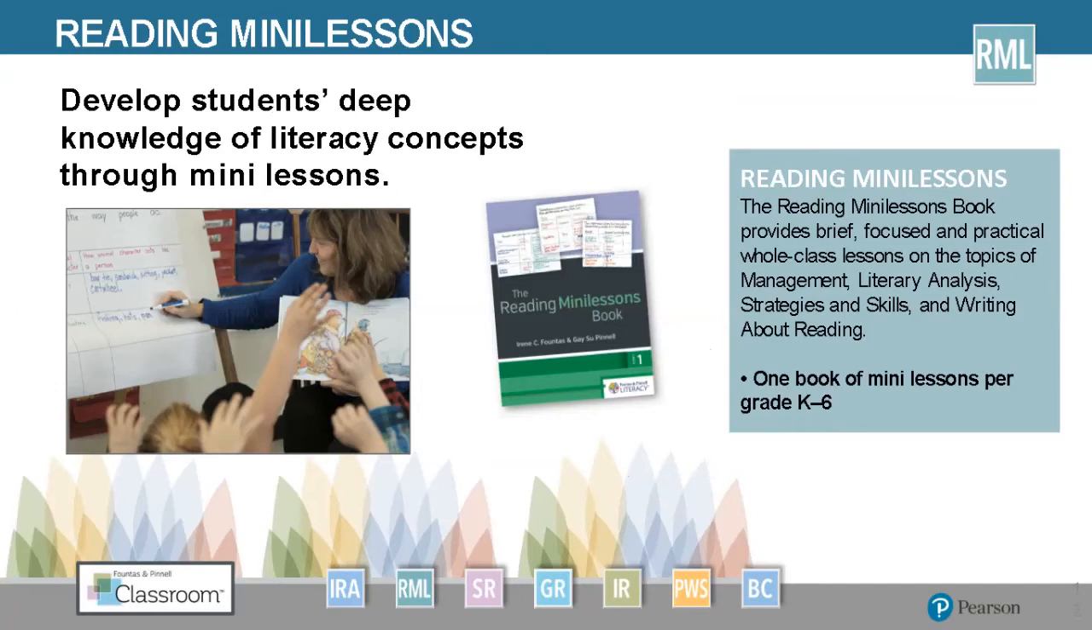Reading mini lessons. This is another instructional context that you saw in the video clip. Within here, the reading mini lessons are organized into four different umbrellas, and these run from grades K to 6. They're organized by management, literary analysis, strategies and skills, and writing about reading.